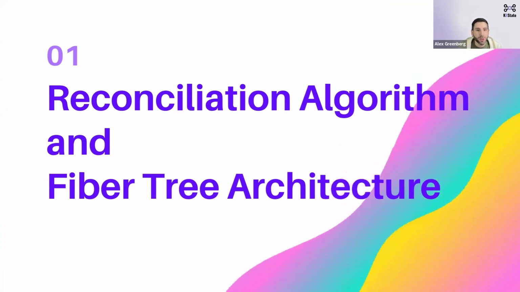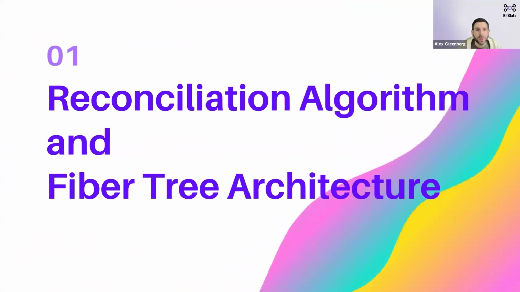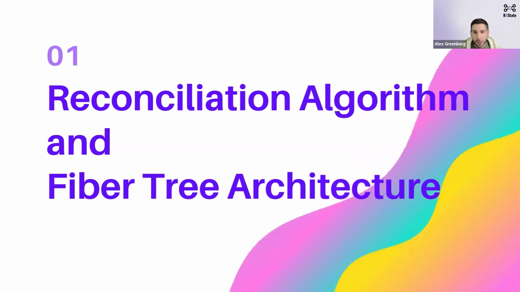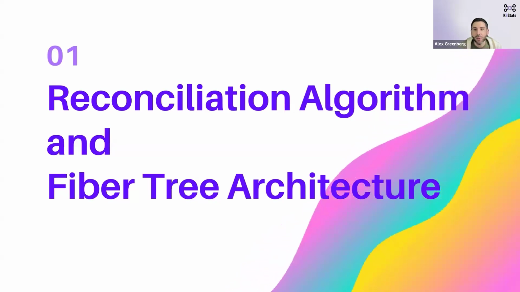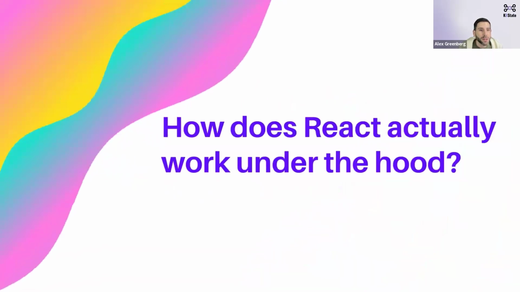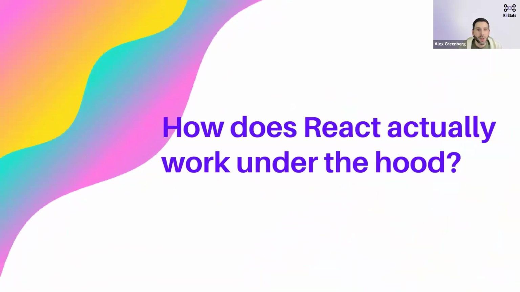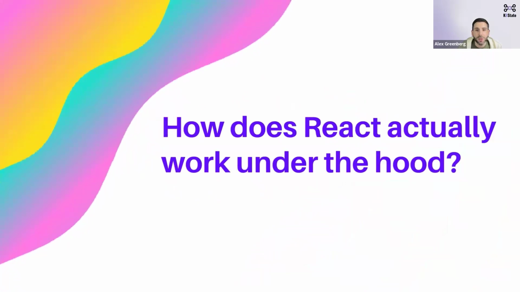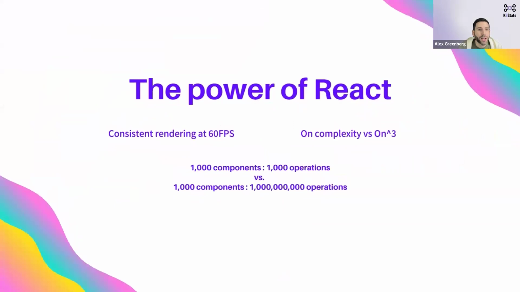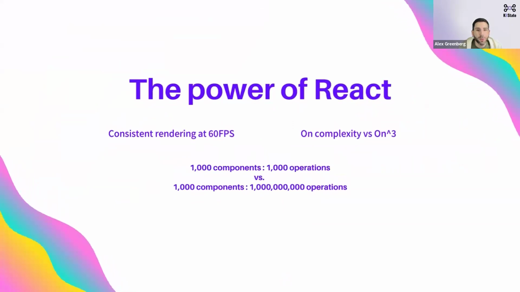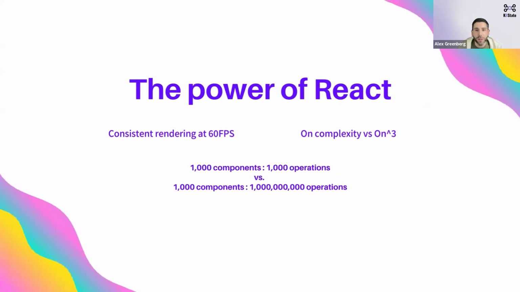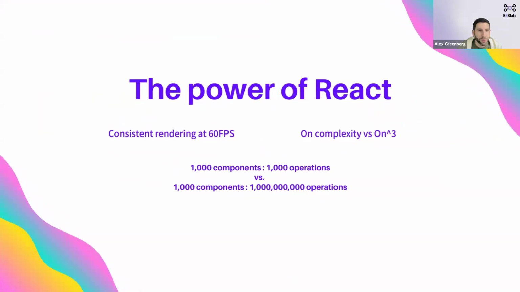Reconciliation is the algorithm which processes component elements into DOM rendered on the user's screen. And among other things, it's React's reconciliation fiber tree architecture that makes it so powerful. Now let's take a look under the hood to see how this is done and what differentiates React from similar front-end libraries like Vue. React provides the consistent rendering of an unlimited number of components at a stable 60 frames per second, whereas a similar library like Vue would provide only 10 frames per second.